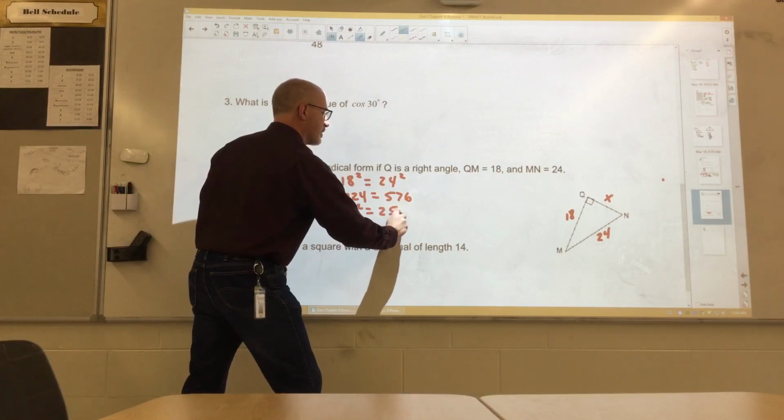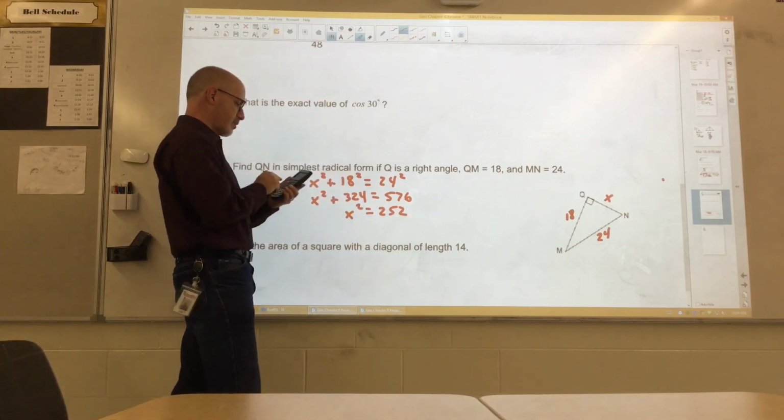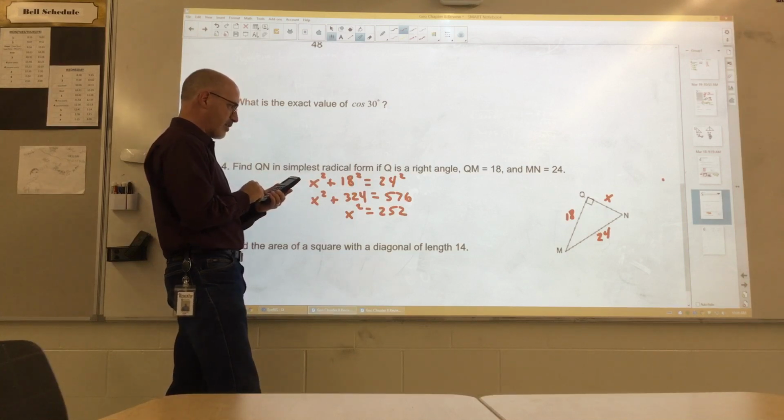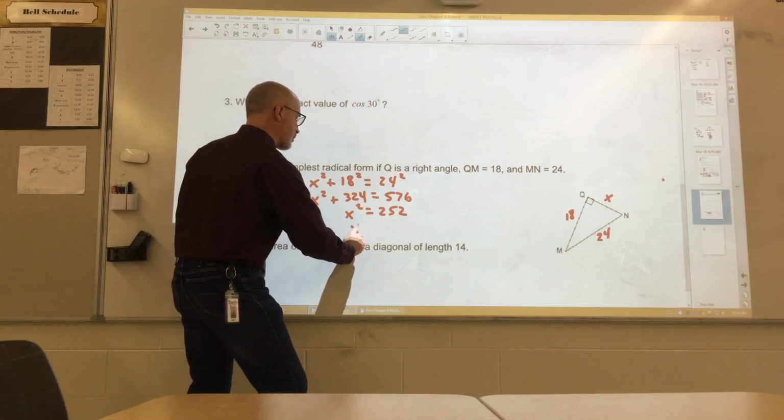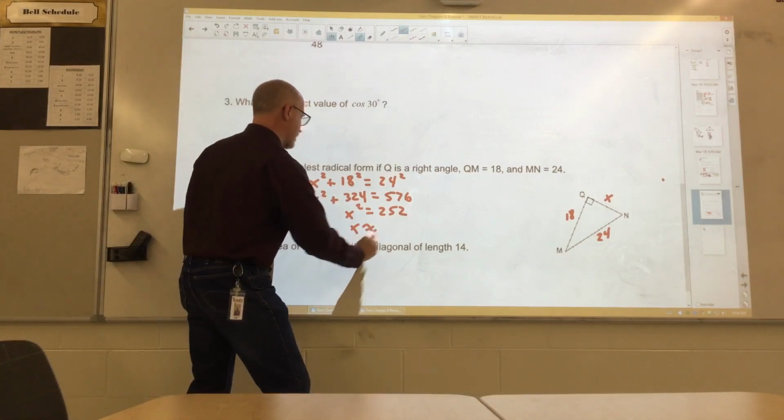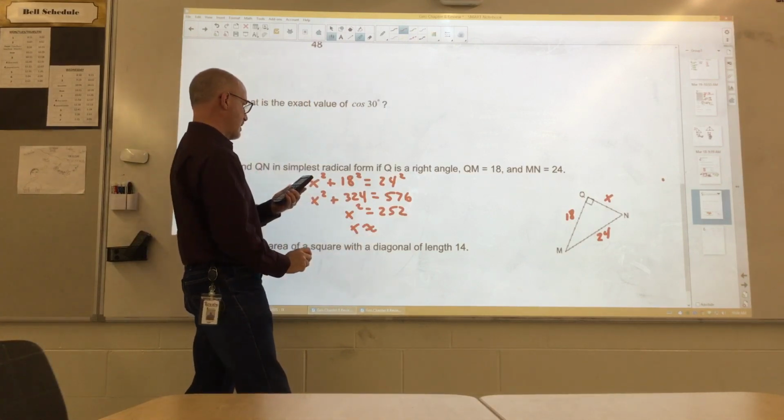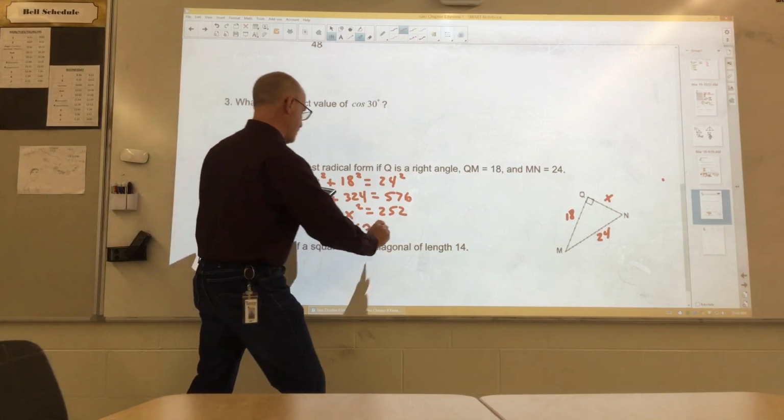And let's do this one to the nearest tenth. Let's take the square root of that. I don't need the negative because it's a side of a triangle. The square root of 252 gives me x is approximately, to the nearest tenth, 15.9.